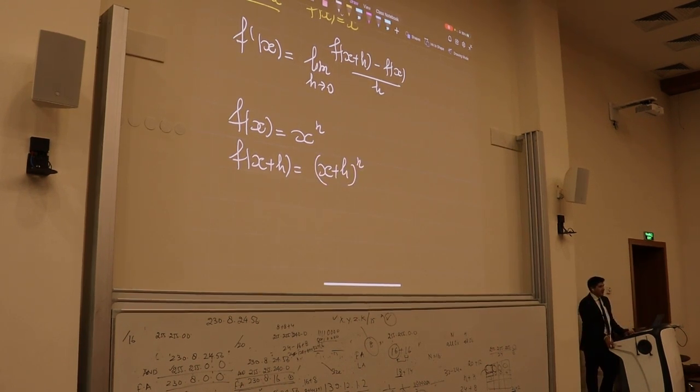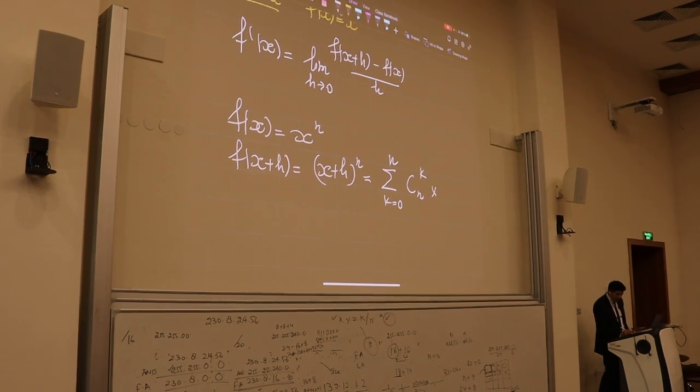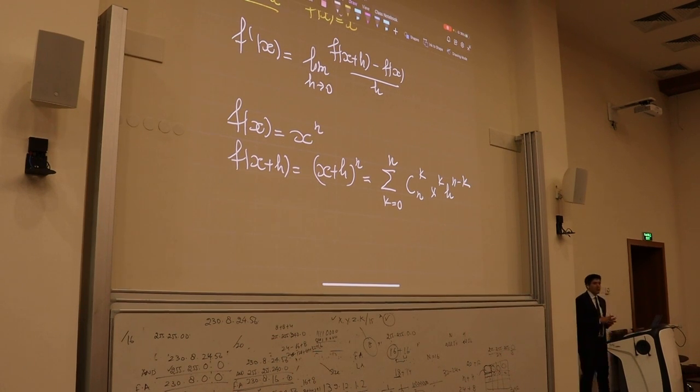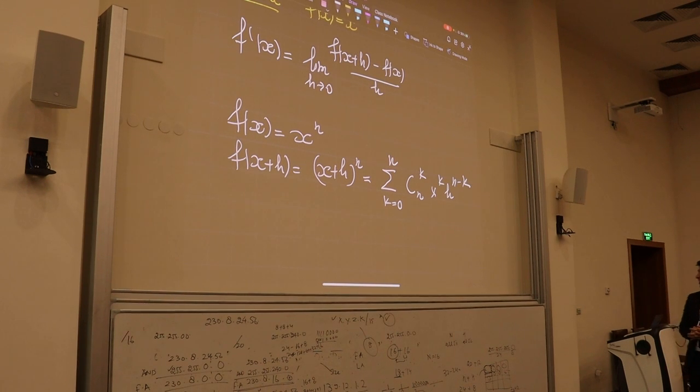Can you expand this, by the way? Yeah? How can we do this? The binomial formula? So it was like the summation of, right? C n k, k goes from 0 to n. Do you remember this? No? So x to the power of k and h to the power of n minus k. Okay? It's okay if you don't remember.